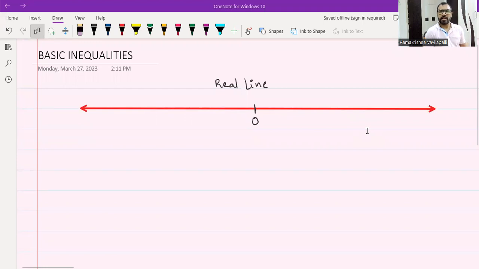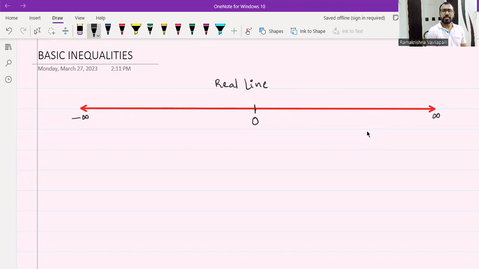First of all, consider the real line. The real line means we plot the numbers on a line from left to right. Here I have taken a horizontal line. On the left side we write minus infinity and on the right side we write plus infinity, which means this line has no end. It increases indefinitely in both directions.